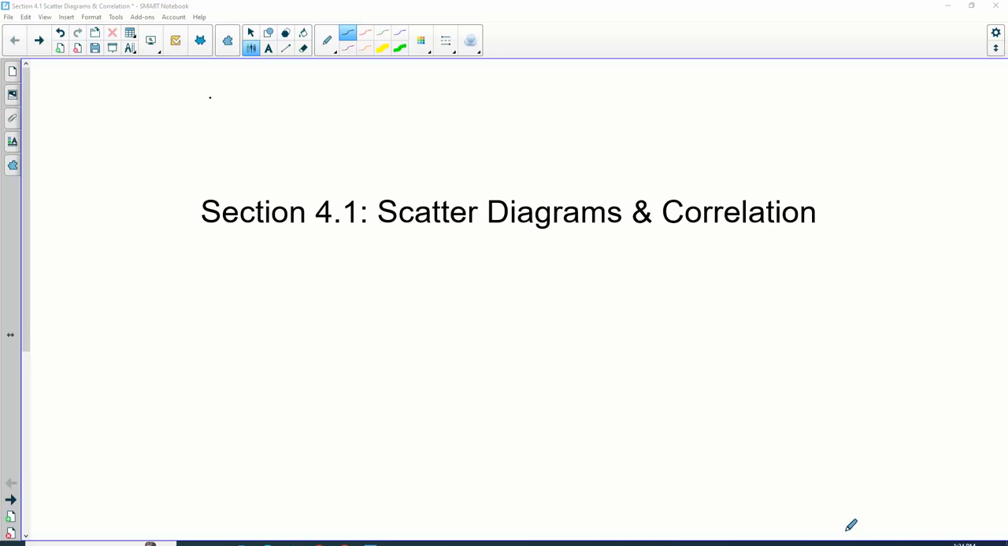All right, so this section we are looking at scatter diagrams and correlation. We are pretty much going to exclusively do it on our graphing calculators.